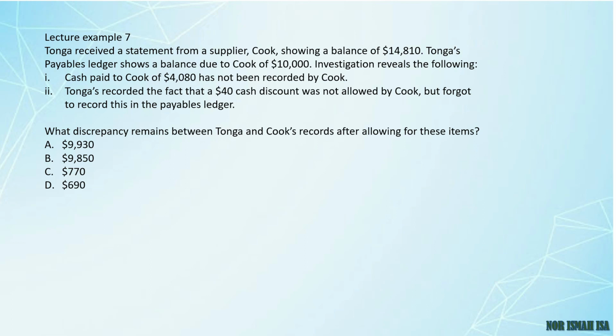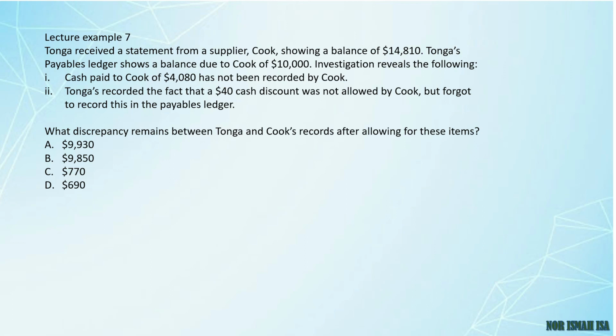So look at the last example, example 7. The question asks what discrepancy remains between Tonga and Cook's records after allowing for these items. After we make the adjustment, we still have a difference between the Tonga records and the Cook's records. So what is the different amount? So let's do it. Tonga has a statement from supplier Cook. So the supplier is Cook and Tonga is the business.